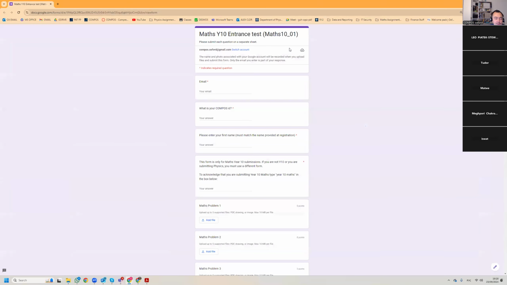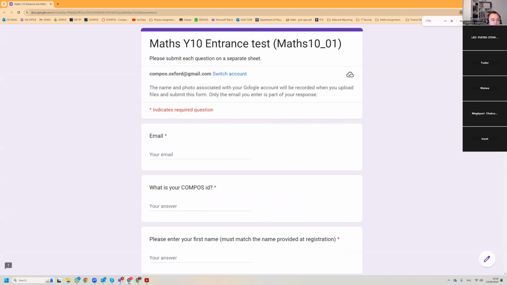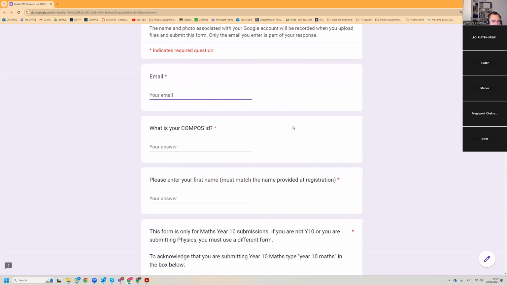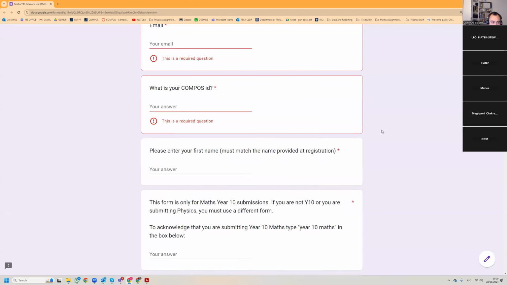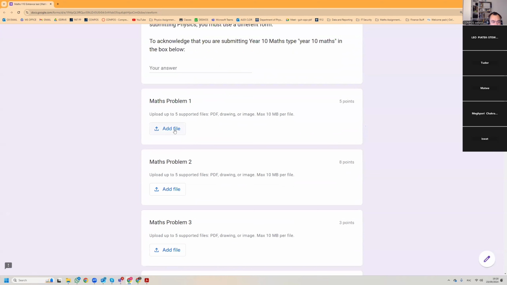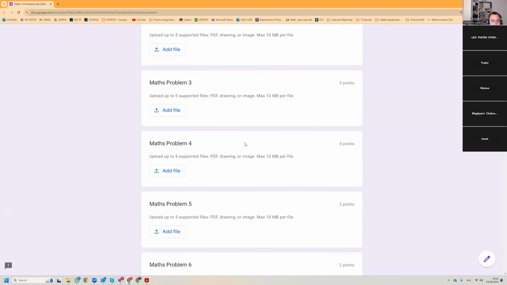Okay, so this is how you submit. You should have received a link to the maths entrance exam. You put your email, your Compos ID that has been sent to you, your name, and then you submit a file. For every problem, you submit a single file. It could be a picture or a PDF.